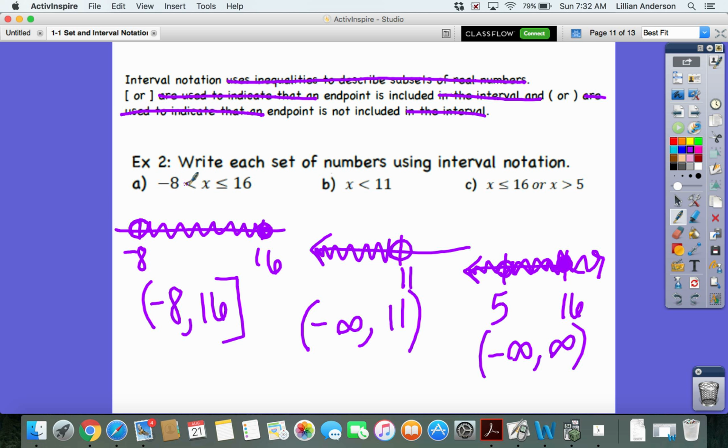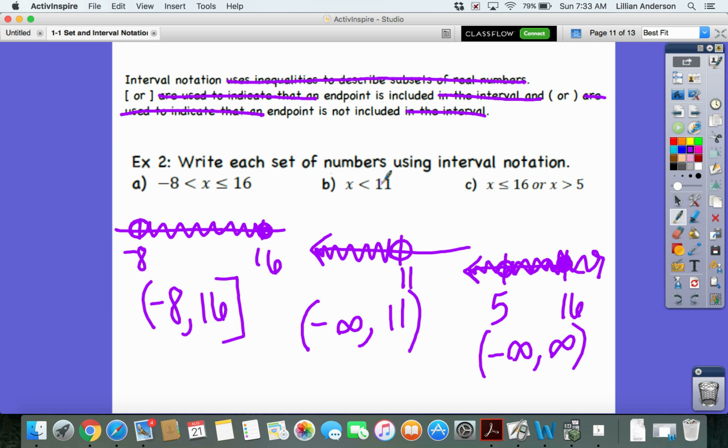So when it's -8 is less than x, which is less than or equal to 16, we know there's an open circle at -8 and a closed circle at 16, and everything in between them is shaded. So when we write out our interval notation, we'll have -8, comma 16. Because -8 is not included, we'll have a parenthesis, and because 16 is included, we'll have a bracket.